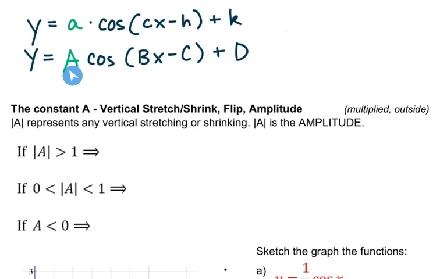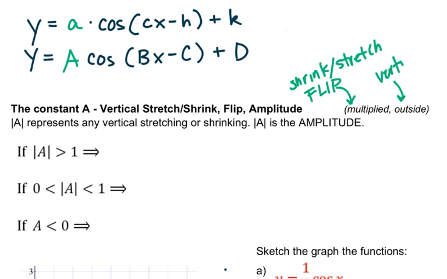Now we're going to talk about what a does. So d is on the outside. D was a vertical shift. It's added on the outside, whereas a is multiplied on the outside. Multiplied lets me know it is a shrink or a stretch. And it could also be a flip. We'll talk about that too. And then outside lets me know that it is vertical.